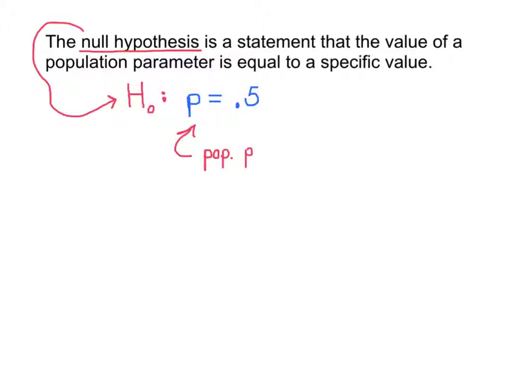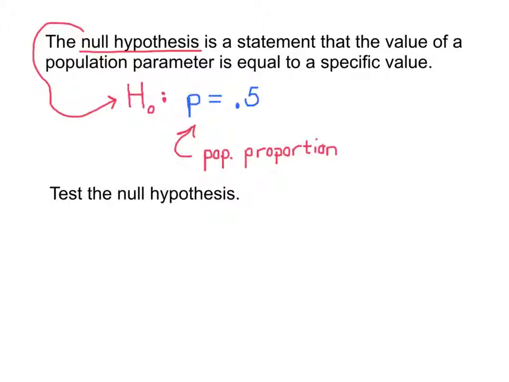Population proportion. So it represents some specific proportion in the population. And so here we're hypothesizing that our population proportion is 1/2.